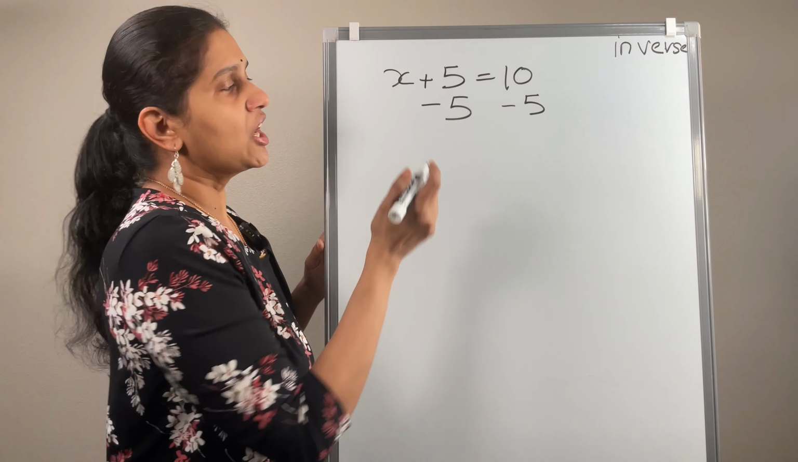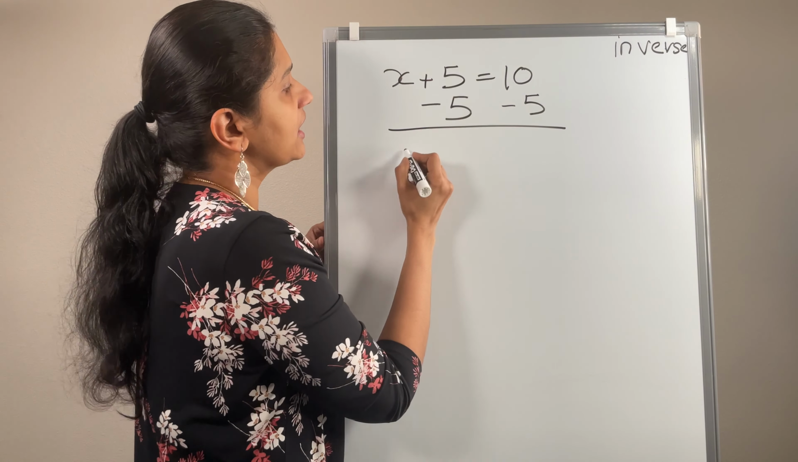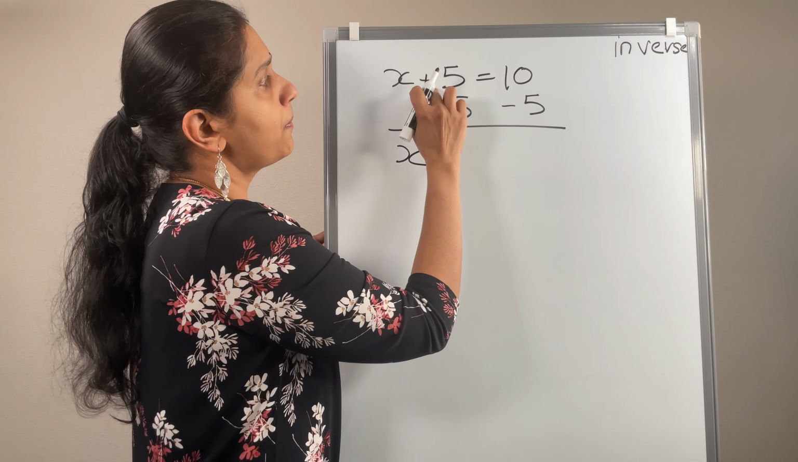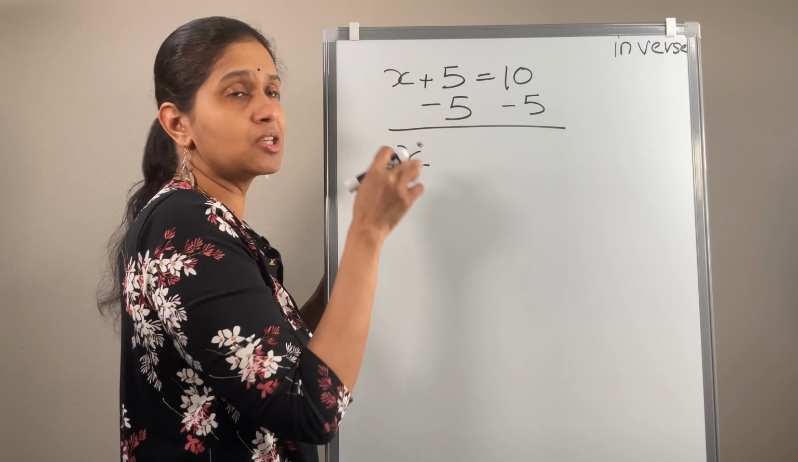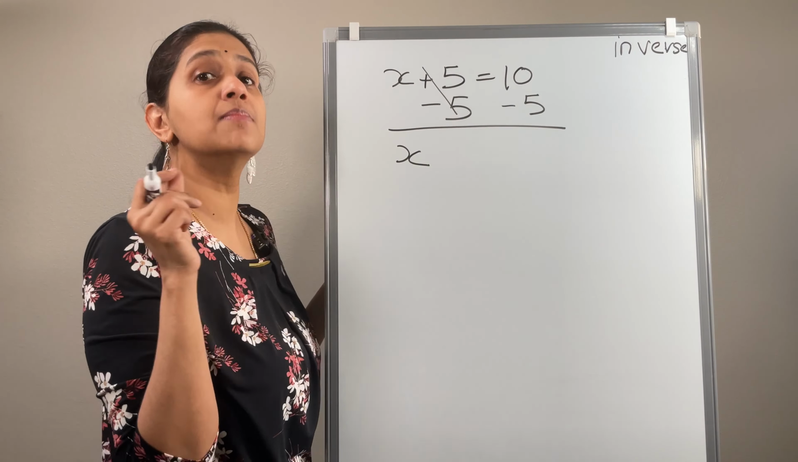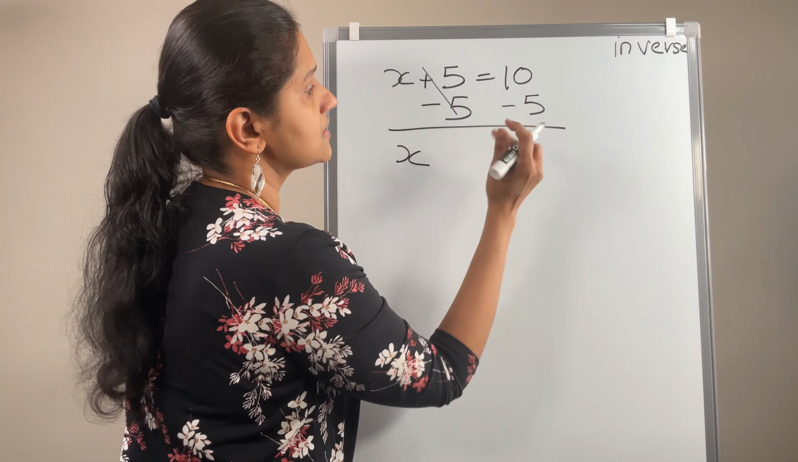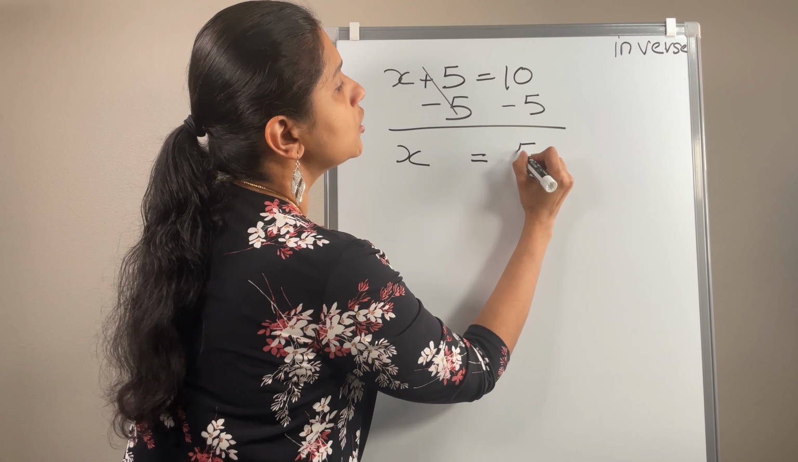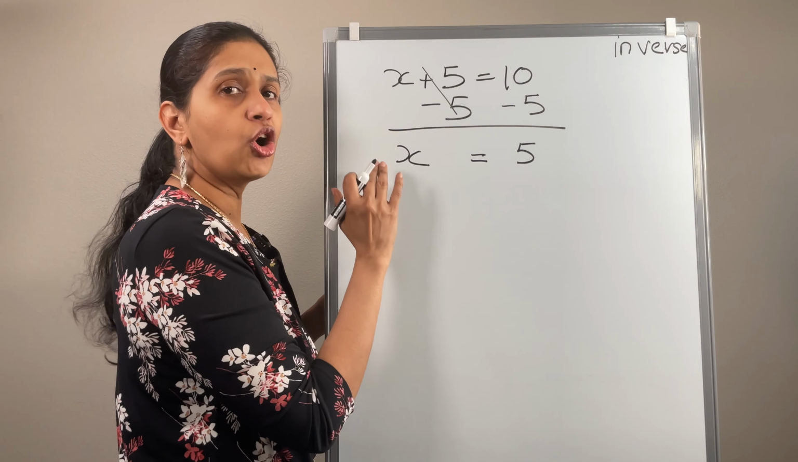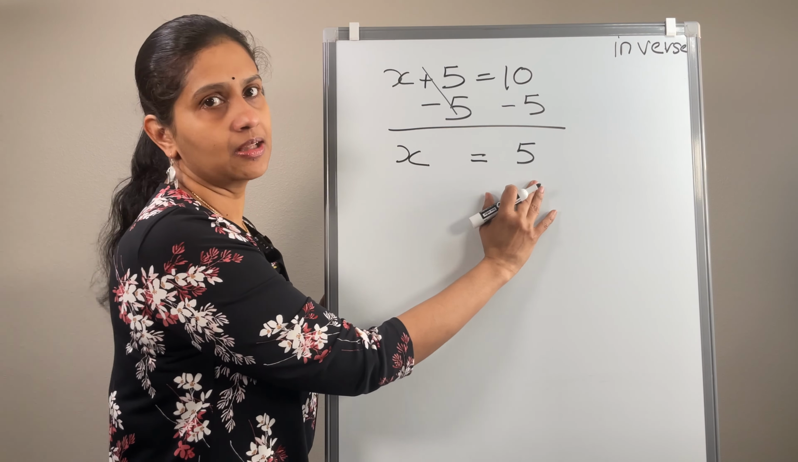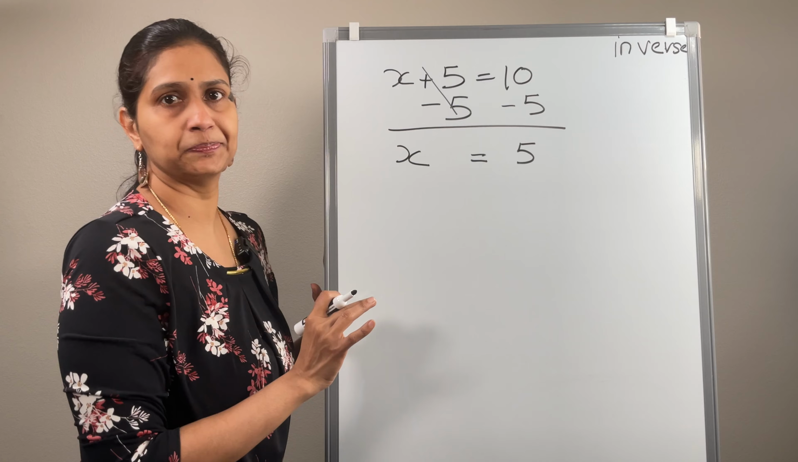side also. So when you do that, you will get the variable x here. Positive 5 minus 5 is going to cancel, it will become 0. And 10 minus 5 is going to be equal to 5. So the value of x is going to be 5. That is the solution for this problem.